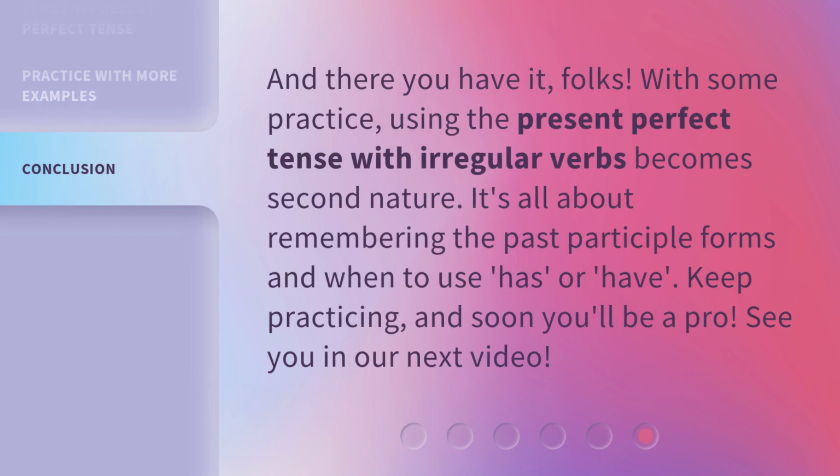And there you have it, folks. With some practice, using the present perfect tense with irregular verbs becomes second nature. It's all about remembering the past participle forms and when to use has or have. Keep practicing, and soon you'll be a pro.